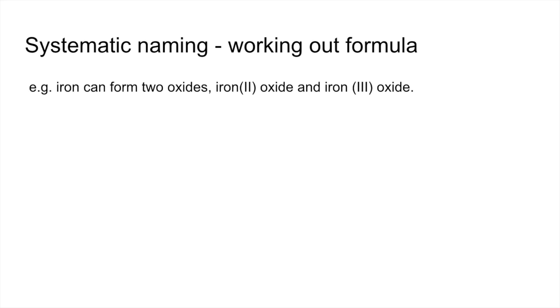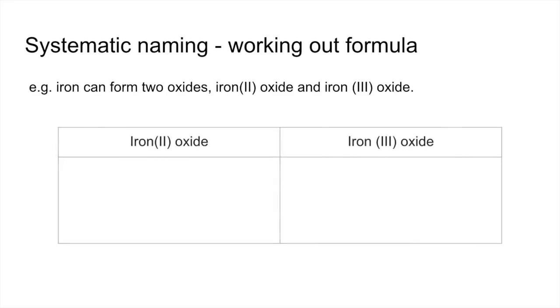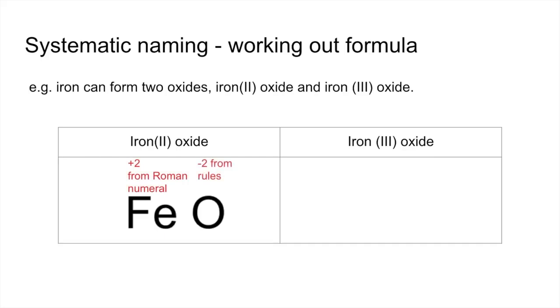So iron can form 2 oxides, iron(II) oxide and iron(III) oxide. What are their respective formulae? So we'll do iron(II) oxide first. So I'm just putting in an Fe and an O. So this time we know that the iron's +2 from the Roman numeral, and we know from the rules that oxygen is -2. So what combination of those two would give us no overall charge, because this is a neutral compound? Well, one of each works, so that's the formula of iron(II) oxide, FeO.